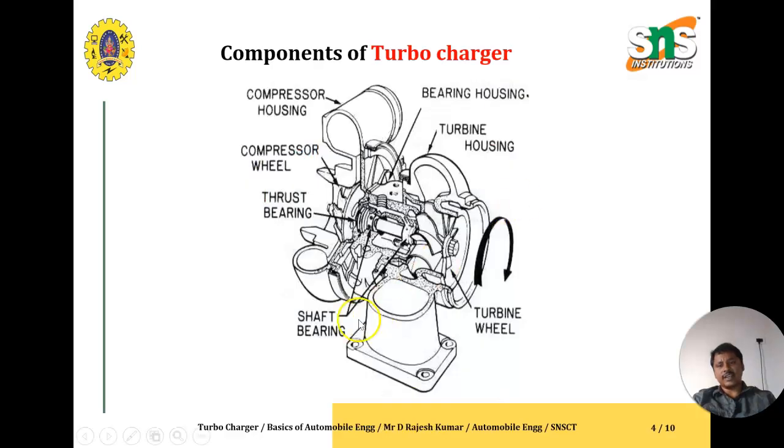So components you can see here, the main component here is the wheel. That wheel, the turbine wheel, is the major component of the turbocharger. So this turbine wheel is very efficient and it is very precise in order to charge the air. Other than this, the compressor which is coupled with the turbocharger, compressor wheel, thrust bearing, shaft bearing, turbine housing, and a bearing. So these are the components of the turbocharger.